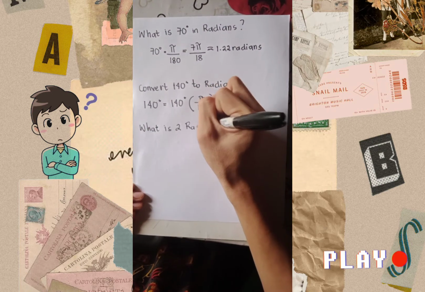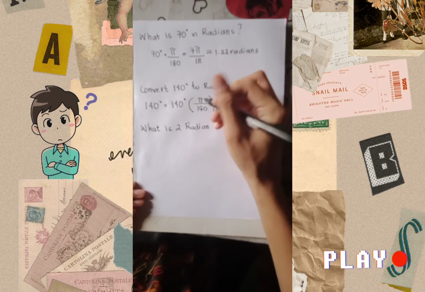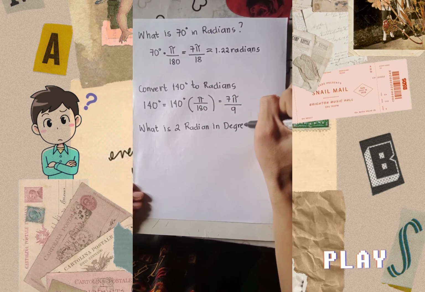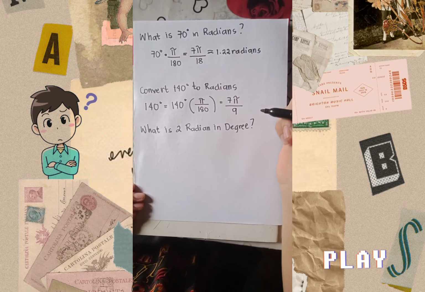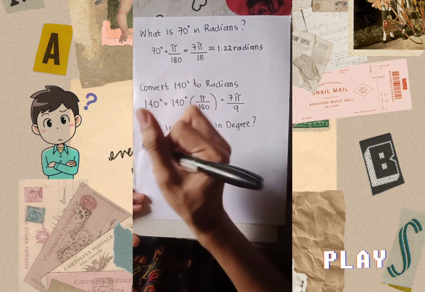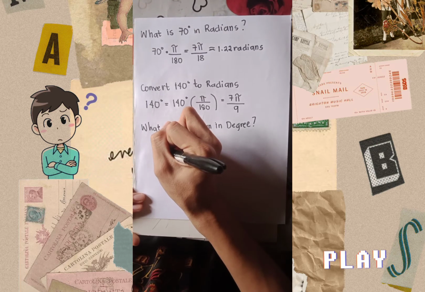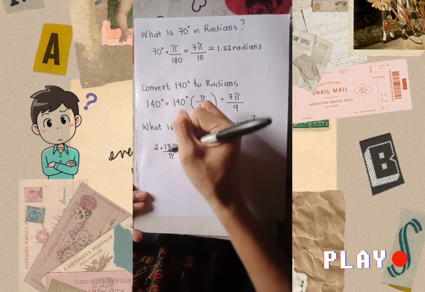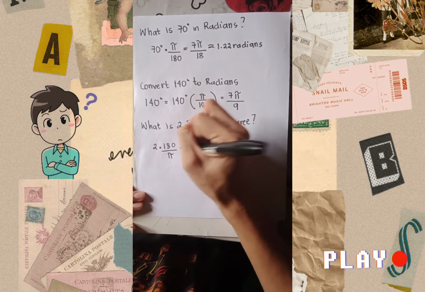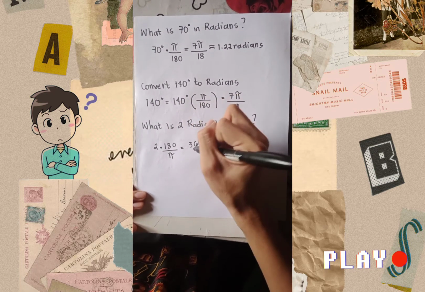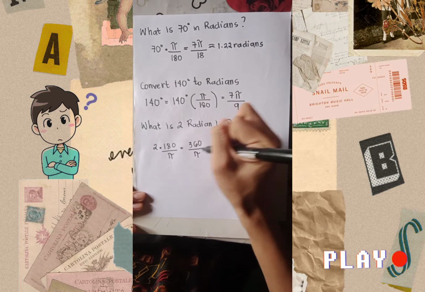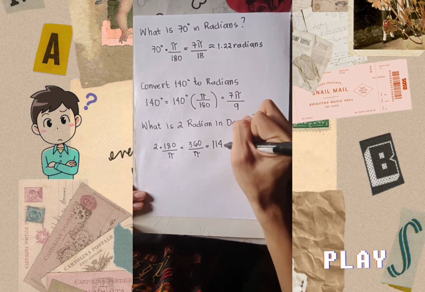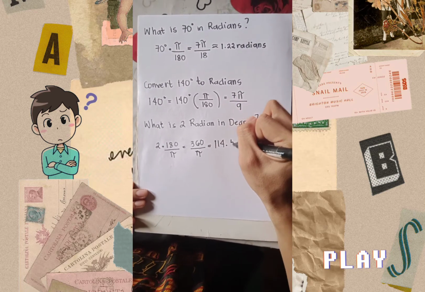Number 3, what is 2 radians in degrees? To change this radian measurement to degrees, we multiply as 2 times 180 over pi, which is equal to 360 over pi, or equivalent to 114.59 degrees.